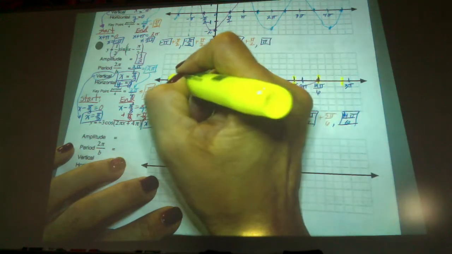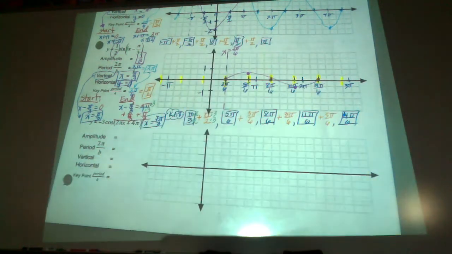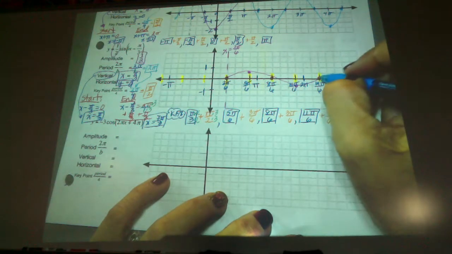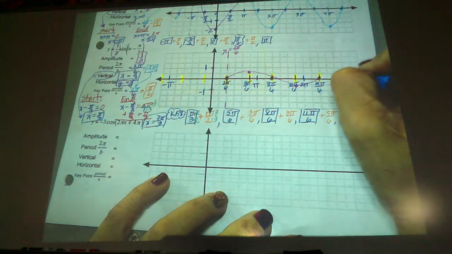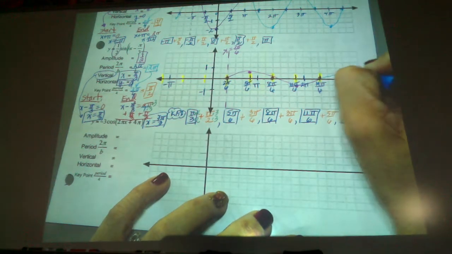Or you can use a red pen. Red pen, highlighter, they both do the same thing. So then I'm going to finish out that pattern. So I went down and then 0. So now I'm going to go up. So I didn't get very far on that one.